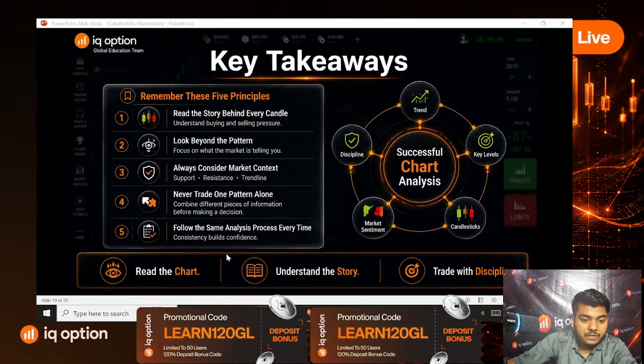And the fifth is: follow the same analysis process every time. As I told you, when you enter the market, ask yourself the questions on the checklist, and if the checklist favors the market, then you can enter the market. Consistency builds confidence, of course, guys. Do not just shift from one strategy to another. Just focus on one single setup and practice it every day. Consistency makes you perfect.